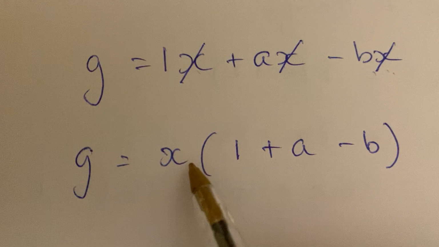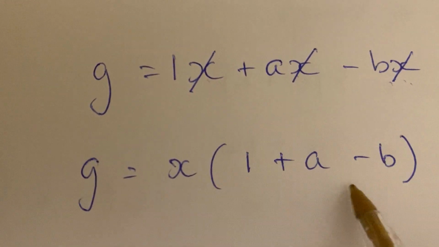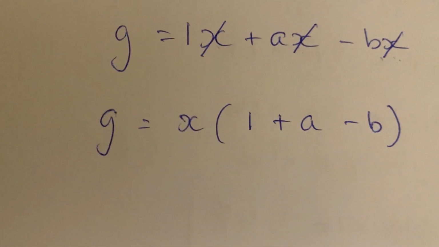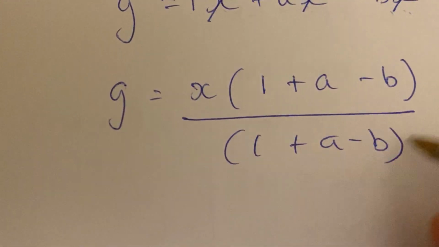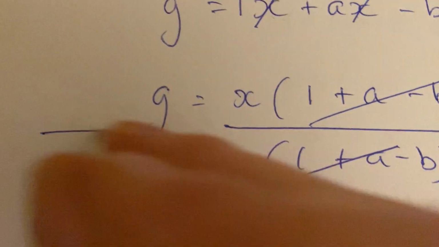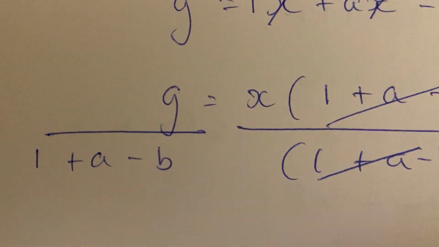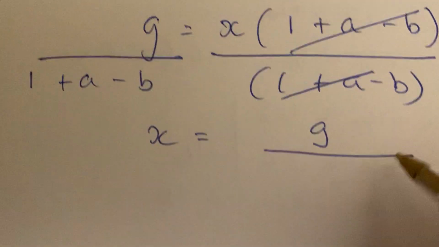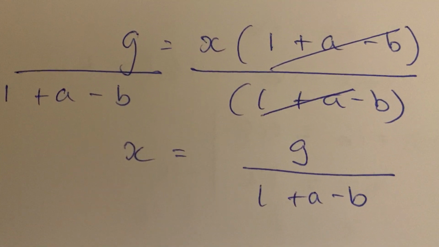And now x on its own, how's it attached? By this blob here, multiplied by this blob, so divide by this blob, both sides. So if I divide both sides by this blob, that just has a habit of cancelling out. But on this side, it's 1 plus a minus b. And so there you go. If you want to tidy it up, it'll be x equals g all over 1 plus a minus b. That's how you'd write it.